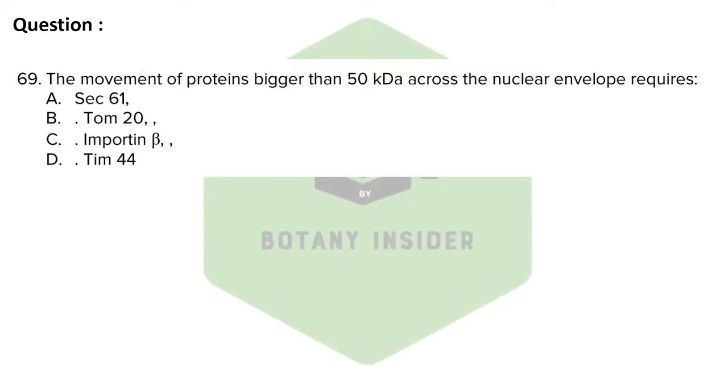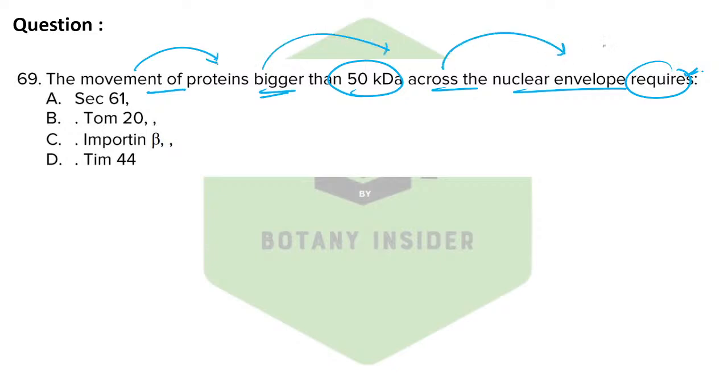Okay, give it a try to this. Again, very simple question. Movement of the protein bigger than 50 kilodaltons across the nuclear envelope requires which of the following? Sec 61, Tom 20, Tim 44, and then importin beta. Very, very simple again. Try it out, everyone. Very basic question. If you have learned about the nuclear transportation, you will not find the question difficult. Mark it.